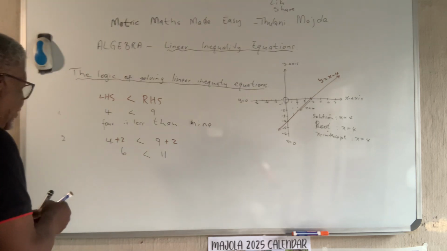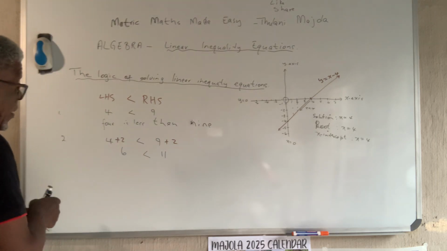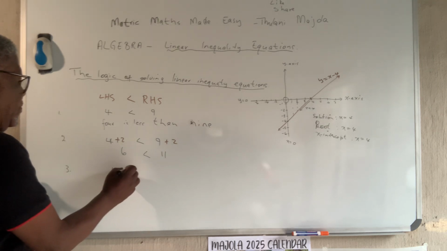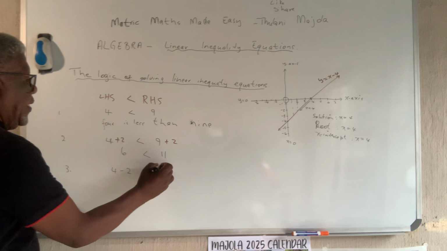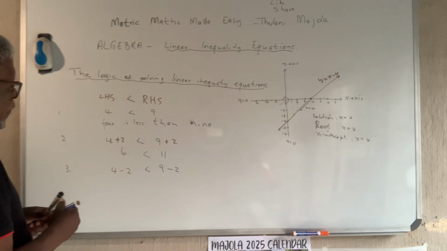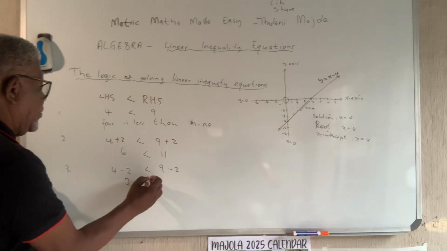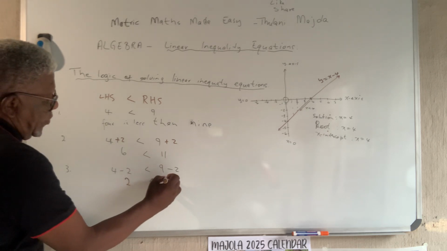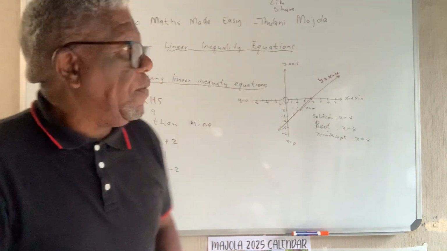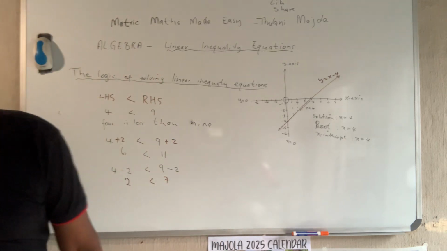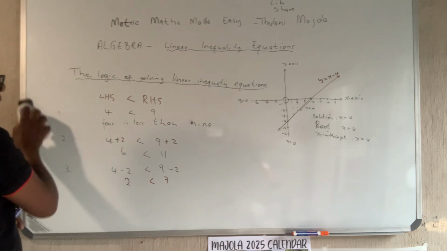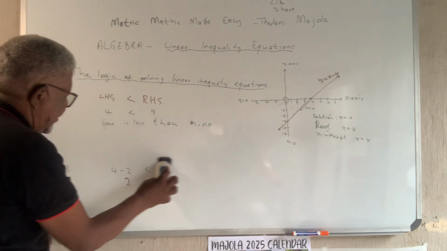So similarly, when you subtract, just deal with 2. So 4 minus 2 will be less than 9 minus 2. So 4 minus 2 is 2, is less than 9 minus 2, which is 7. So now it's true when you add or when you subtract. But we have to do it on both sides of the equation.